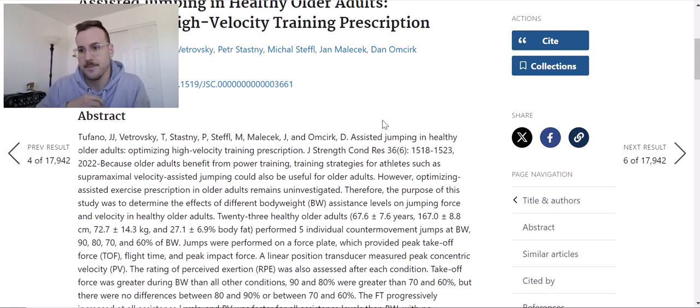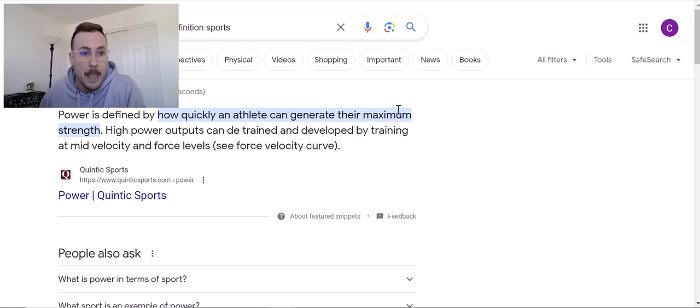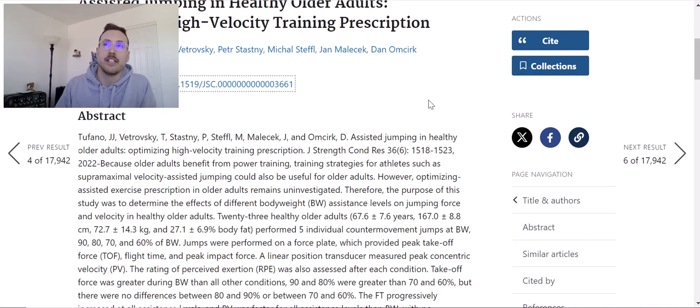Well, what's power training? Power has a definition in physics, I'm sure, but in the sense of sport training, I know what it is, but let's look it up. I'm going to Google power definition sports. Power is defined by how quickly an athlete can generate their maximum strength. High power outputs can, I think it's trying to say, be trained and developed by training at mid-velocity and force levels. Okay, so that should answer it pretty well for us. That power is our ability to produce the most amount of our strength that we have available as quickly as possible.